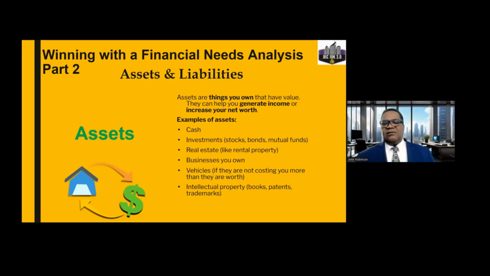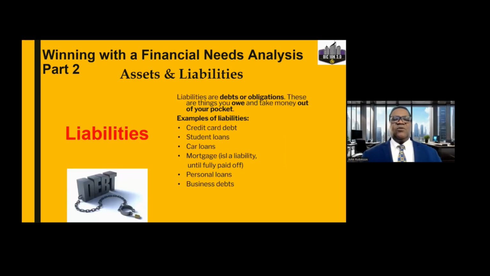Vehicles. If you have a good vehicle, it helps you get to work, helps you get to your place of business, helps you do things that generate income. Now that's an asset for you, right? And then intellectual property: books, patents, trademarks, audios, things that make you money. Those are your assets. You want to be clear, because there's a need to have that balance between assets and liabilities. And we're going to talk a little bit more about that.